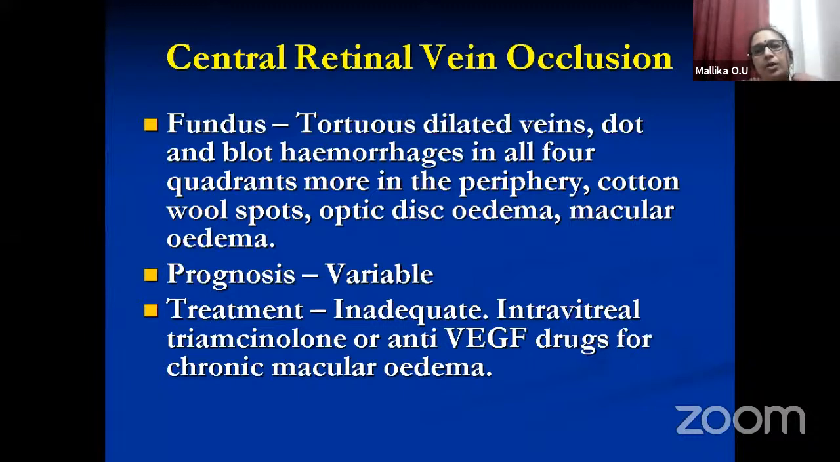The veins are tortuous, dilated with a dot and blot hemorrhages, and also flame-shaped hemorrhages, cotton wool spots, optic disc edema, and in some situations there may be macular edema. And involvement of the macula by the edema and hemorrhages can produce marked impairment of the vision, and the prognosis is variable, and the treatment also is inadequate.